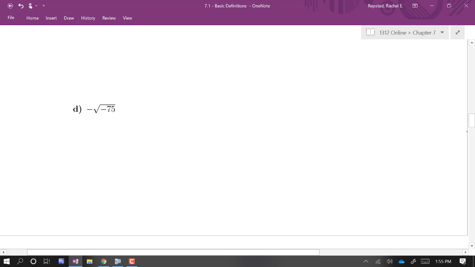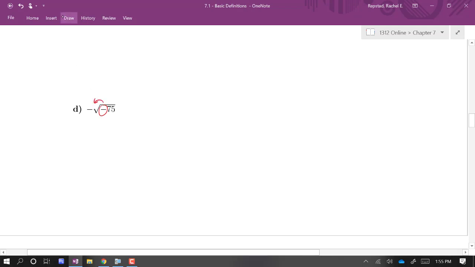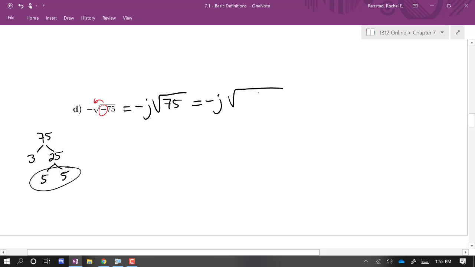Alright, next we have the negative square root of -75. So, okay, I've got a negative inside this radical. I'm going to pull that out as a factor of j. So -j times the square root of 75. Now 75 is 3 times 5 times 5. So it's a square root. I've got a pair of 5s in there. So I could take out a factor of 5. So I get -5j square root of 3, and I'm actually just going to leave it written like that.